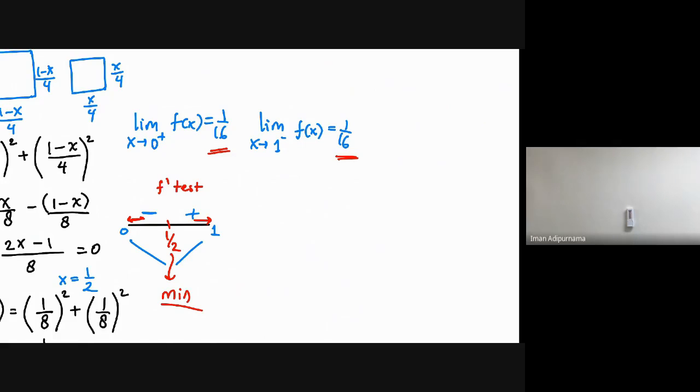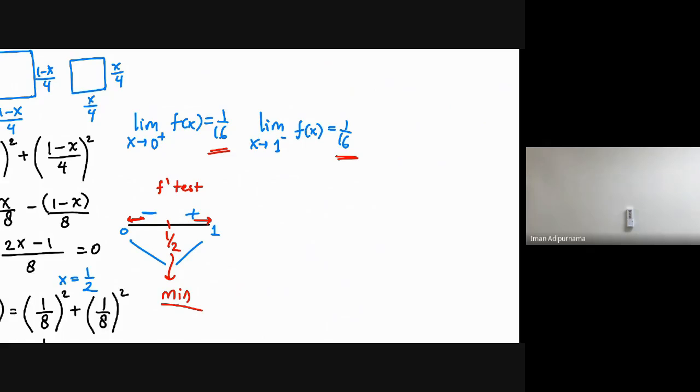We get this from the endpoint. Remember that when you have functions and you have an interval, you need to check the critical point and also the endpoint. And this is the endpoint. The 1 and 0 are your endpoints.